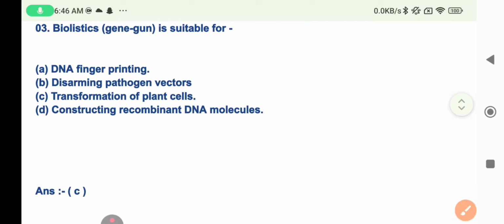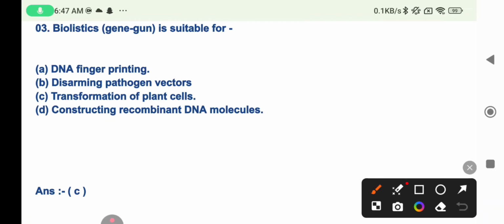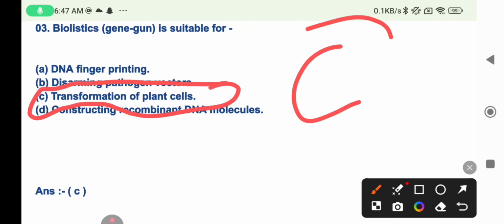Now move on to question number third. Ballistic gene gun is suitable for, and here the options: option A DNA fingerprinting, option B disarming pathogen vectors, option C transformation of plant cells, option D constructing recombinant DNA molecules. And the correct answer is option C, transformation of plant cells.